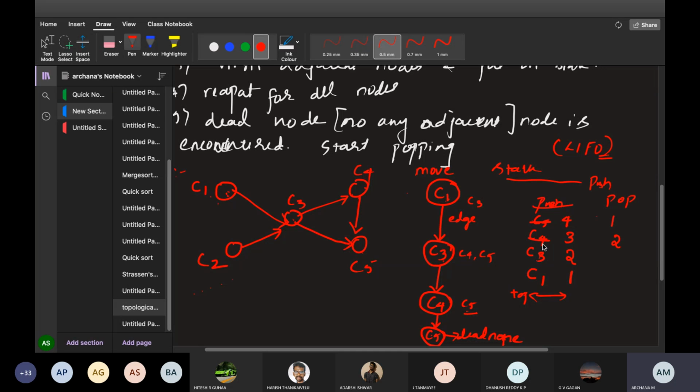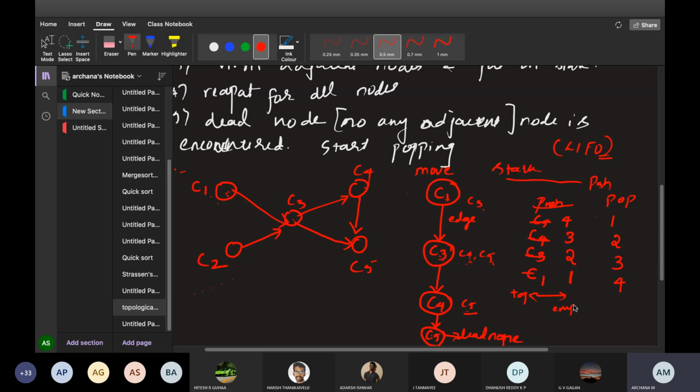Again go to C3. Now C3, how many nodes are adjacent? C4 and C5. C4 and C5 were already visited, right? So pop this also from the stack. Now again go back to C1. Is C1 having any other node? C3. Is C3 already visited? Yes, C3 is already visited. So now C1 is also a dead node for me. Pop this from the stack. So I have popped everything. Now the stack is empty for me.